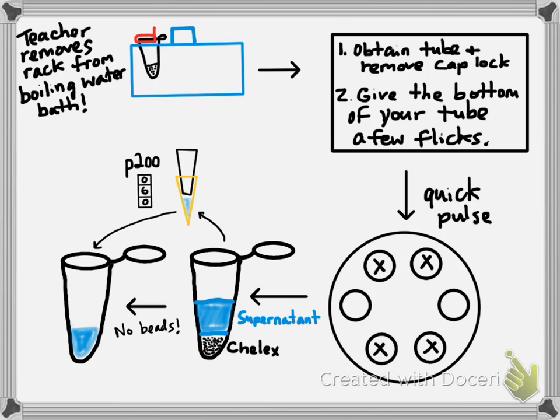So again, make sure we have no beads. We want to avoid those at all costs. Once you've got your 60 microliters of purified DNA into the new tube, you can discard all other tubes, cups, pipettes, wipe down your workspace with some disinfectant, and pat yourself on the back for a job well done. And we'll be ready for day 2.